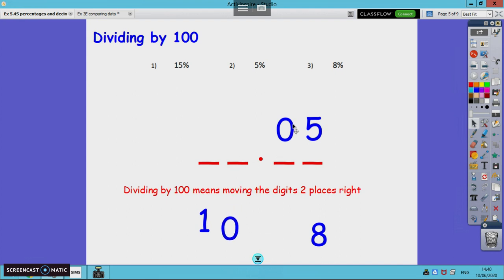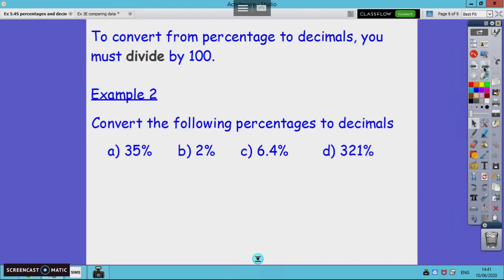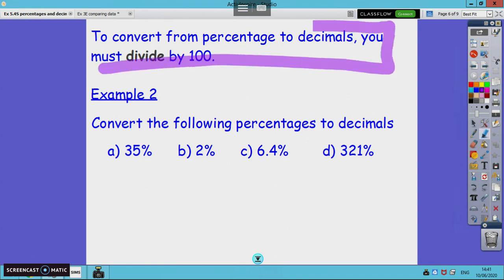Last one, 8%, will be very similar. Dividing it by 100, so start off here for 8%, divide by 100, 1, 2 to the right, and fill in those gaps with the 0. So you would get 0.08 when you divide by 100. Okay, just a little practice there on dividing by 100. So to convert from percentage this time to decimal, so the other way around, you must divide by 100. Again, I'd like you to write that in your books, please, this bit here.